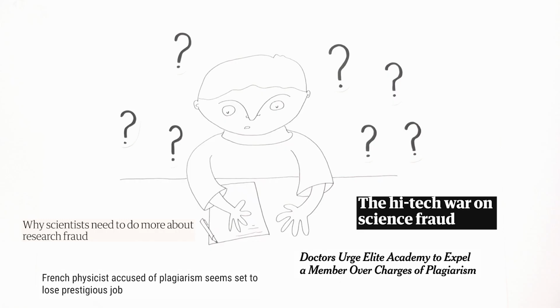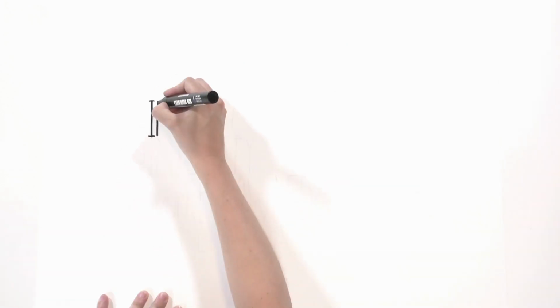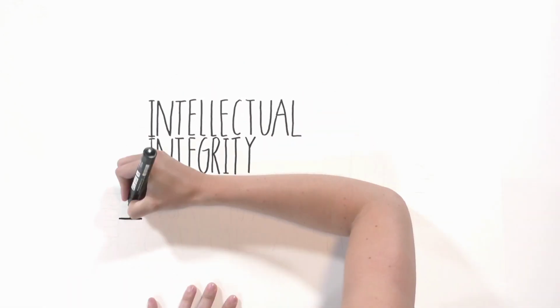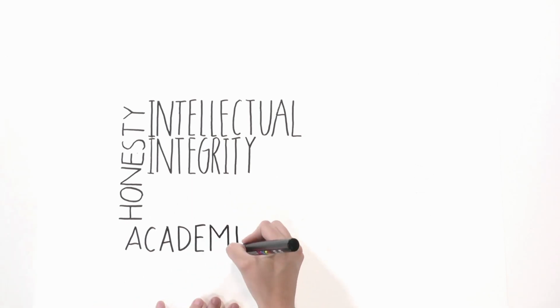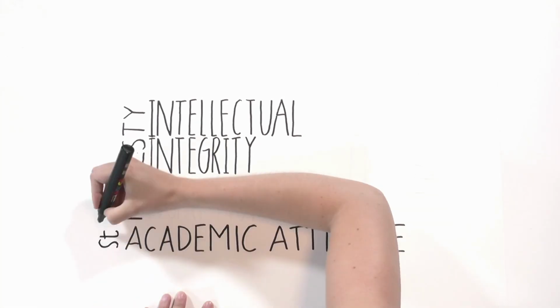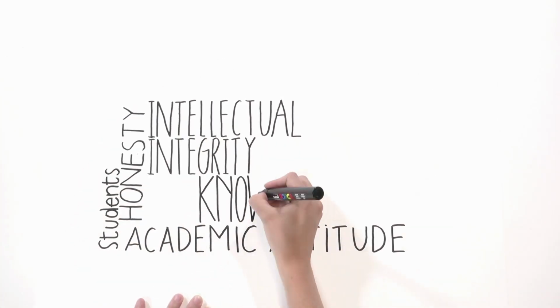Plagiarism and fraud. Hot topics. But what is it all about? Intellectual integrity and honesty are the essence of an academic attitude, to which KU Leuven gives the highest priority.